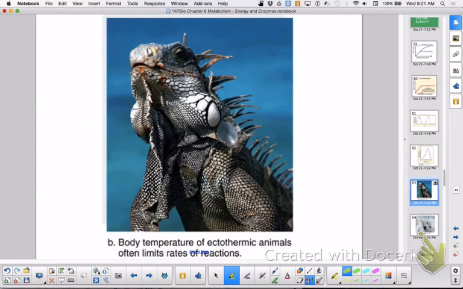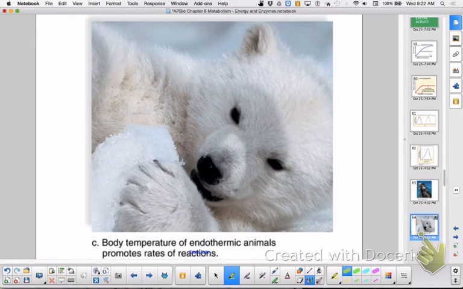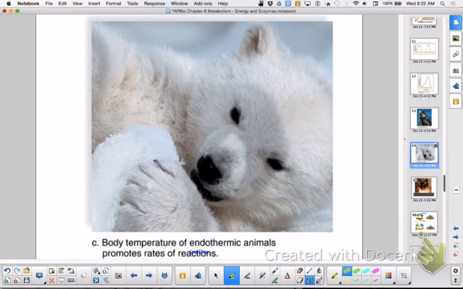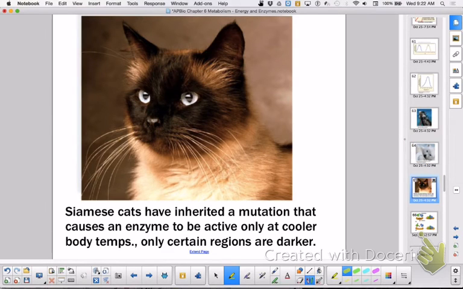And speaking of ectothermic organisms, here's one. Here you have an endothermic organism. Okay? Yeah, until he takes your face off.